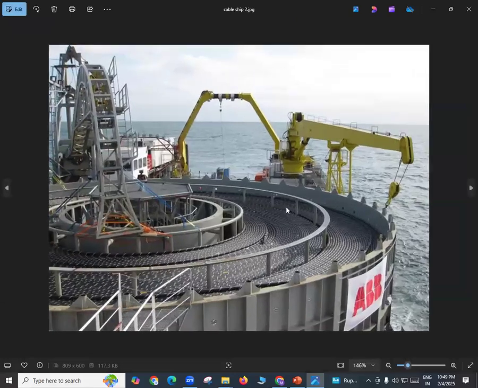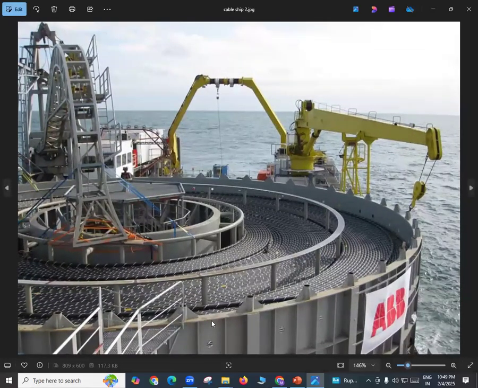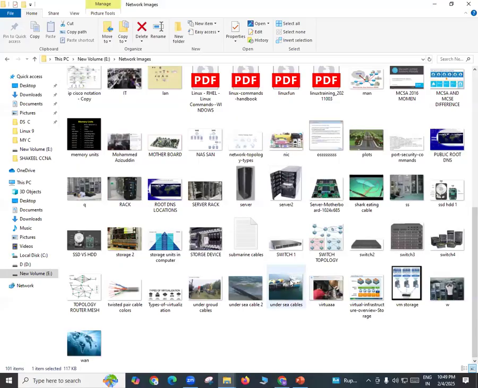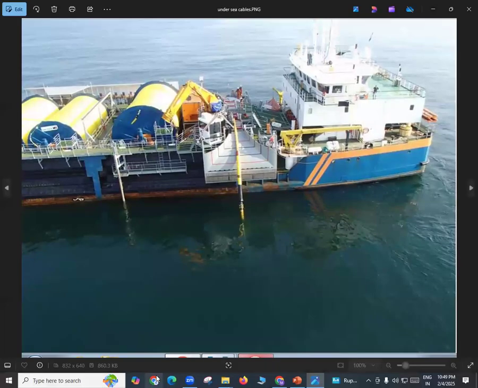See, this is some sea somewhere, sea or ocean, whatever. Okay, this is the ship. And what they are doing here, they're simply laying down this cable under the sea. Let me show you a few more images here. This one. Can you see these yellow color bundles there? The ship's responsibility is just to lay down these cables.